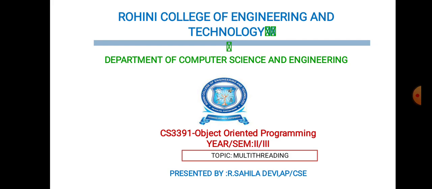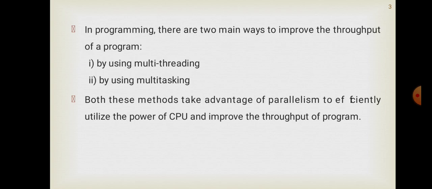Today we are going to discuss the subject CS 3391 Object Oriented Programming. In this subject, today we are going to discuss multi-threading. The outcome of learning this particular module is that, on successful completion, the student should be able to summarize the concept of multi-threading. First we are going to see what multi-threading is.